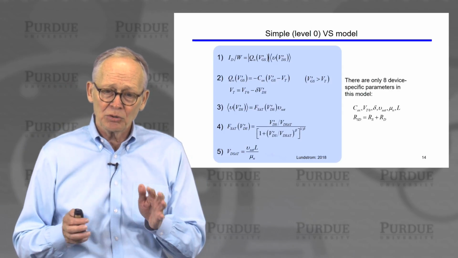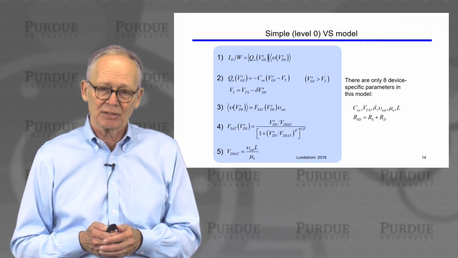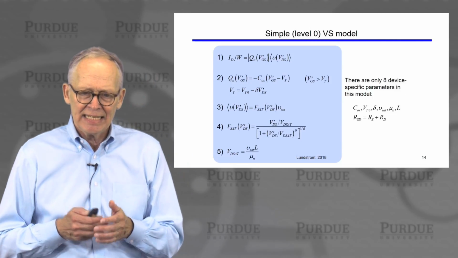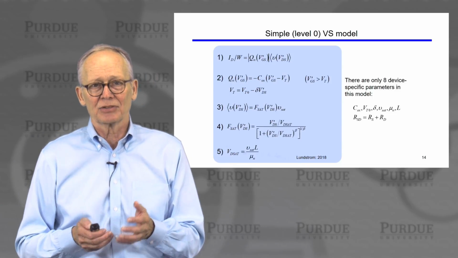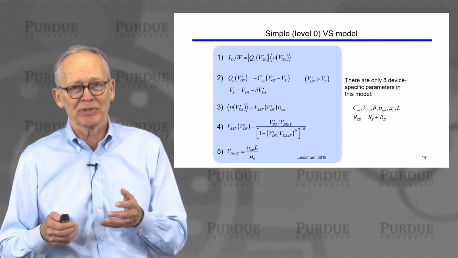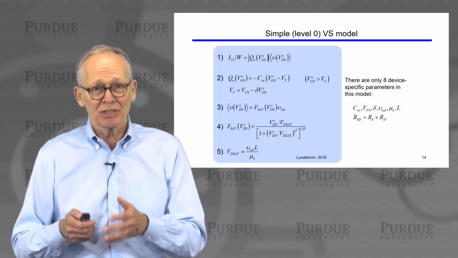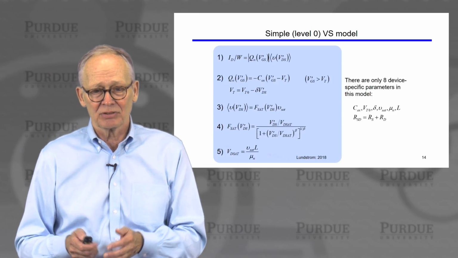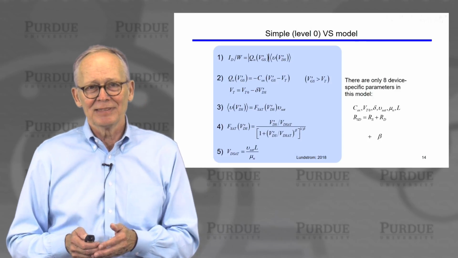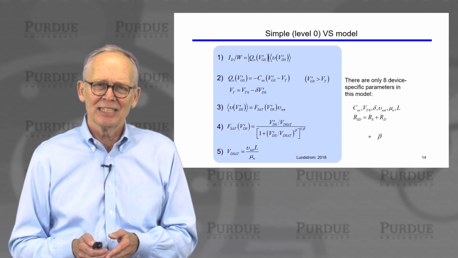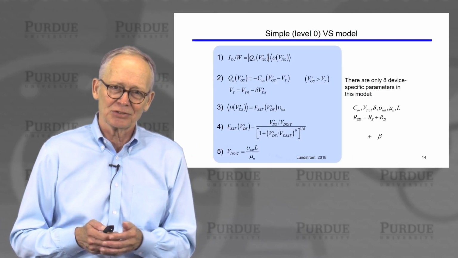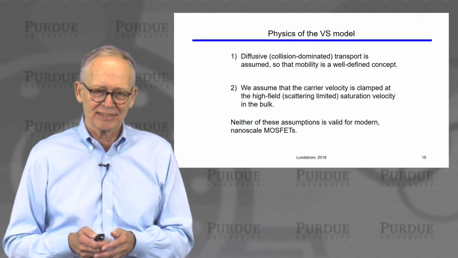Okay, now there are only 8 parameters in this model. That's what makes it relatively nice. And most of these parameters are quite physical. We know what they refer to. It's not simply empirical curve fitting. Each one represents something very physical in the MOSFET. There is one empirical parameter that we've introduced, but that doesn't change much from transistor to transistor, and it helps us fit the data better.